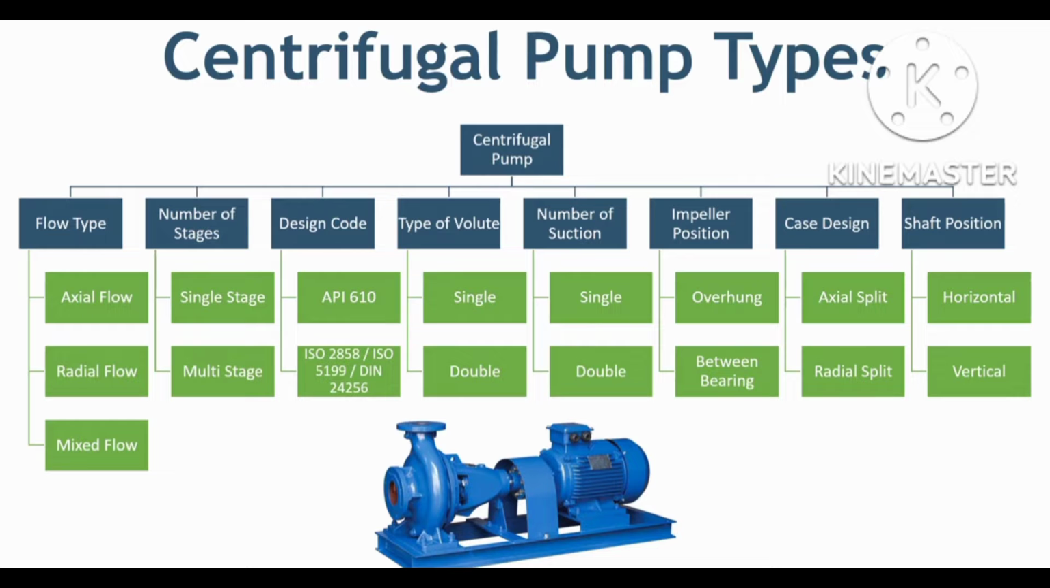Now, one thing that you have to keep in mind is that the same pump can be a part of two or more groups. For example, the pump shown here is a single stage, radial flow, single volute, single suction type. You can see that it comes under lots of categories. So let's start with flow type.